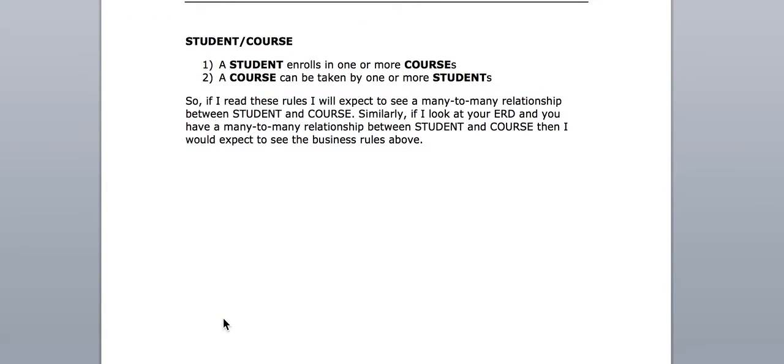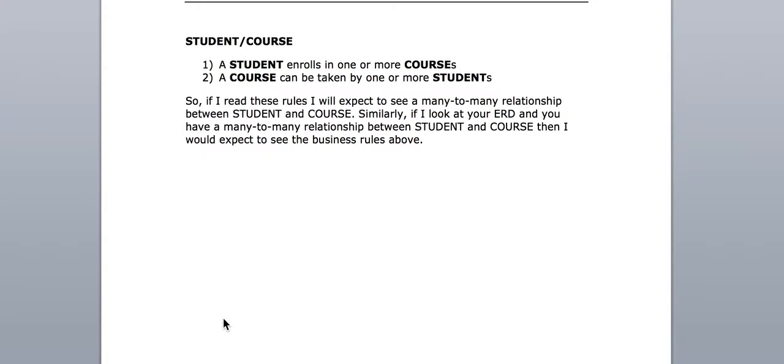I think this is the number one most difficult thing that people have a hard time with, understanding what we mean by business rules. So let's say that we have, and I think this is probably in your textbook, a student and course relationship. So let's say we have a student entity and a course entity. Obviously, we have information we want to store about a student. We have information we want to store about a course, right?